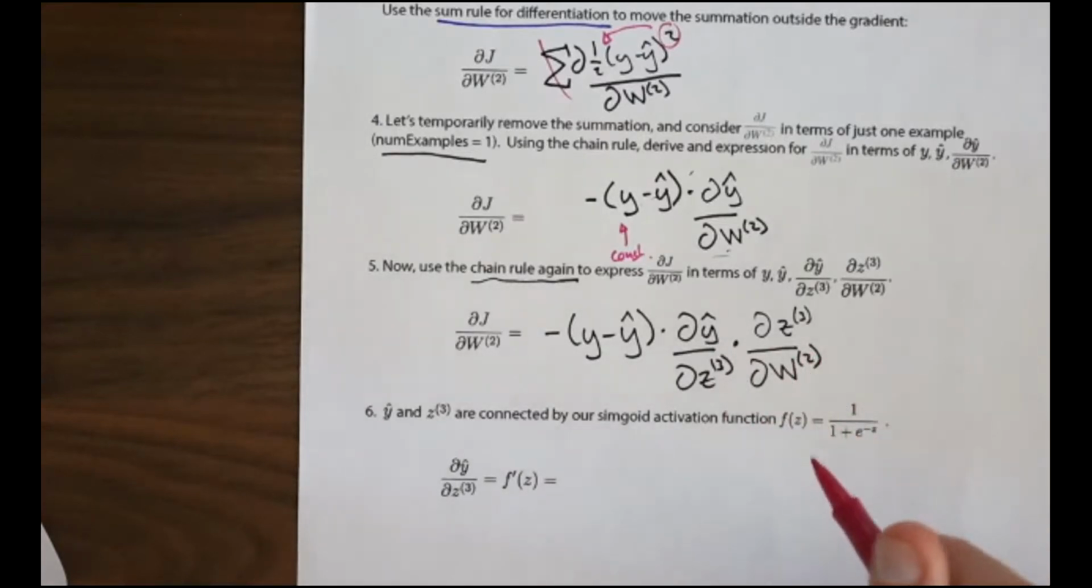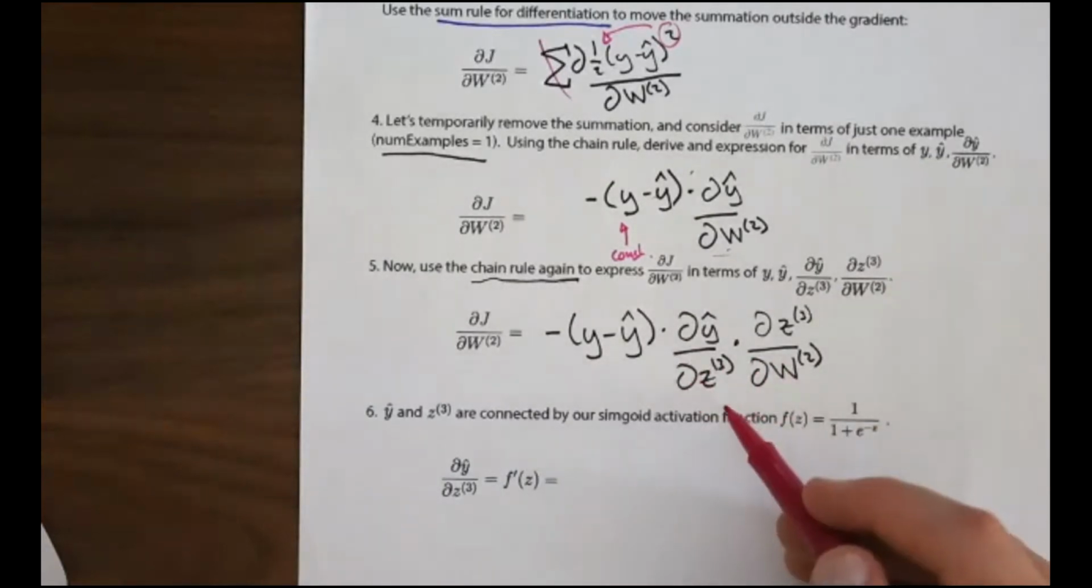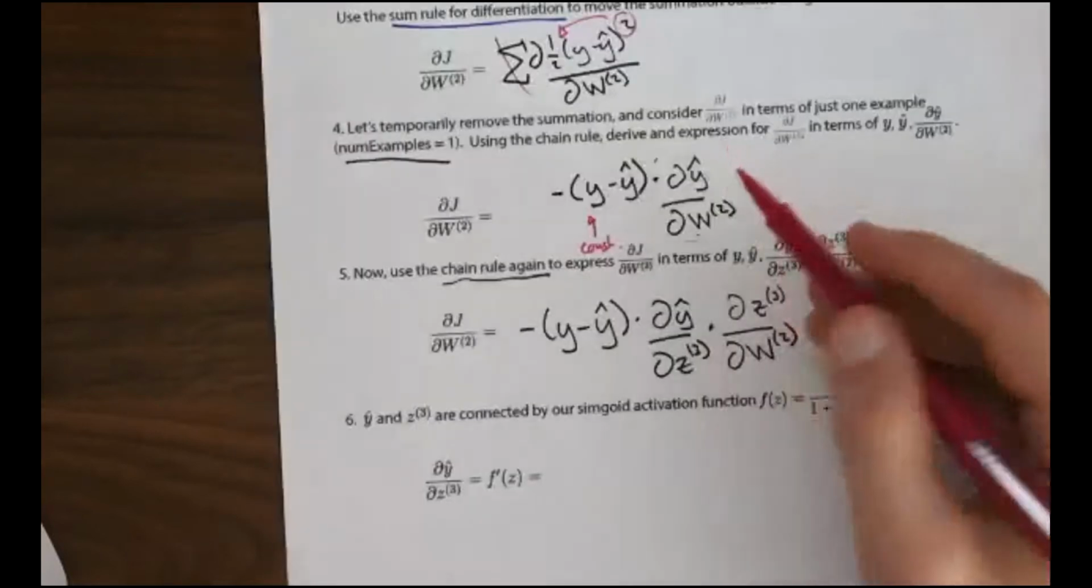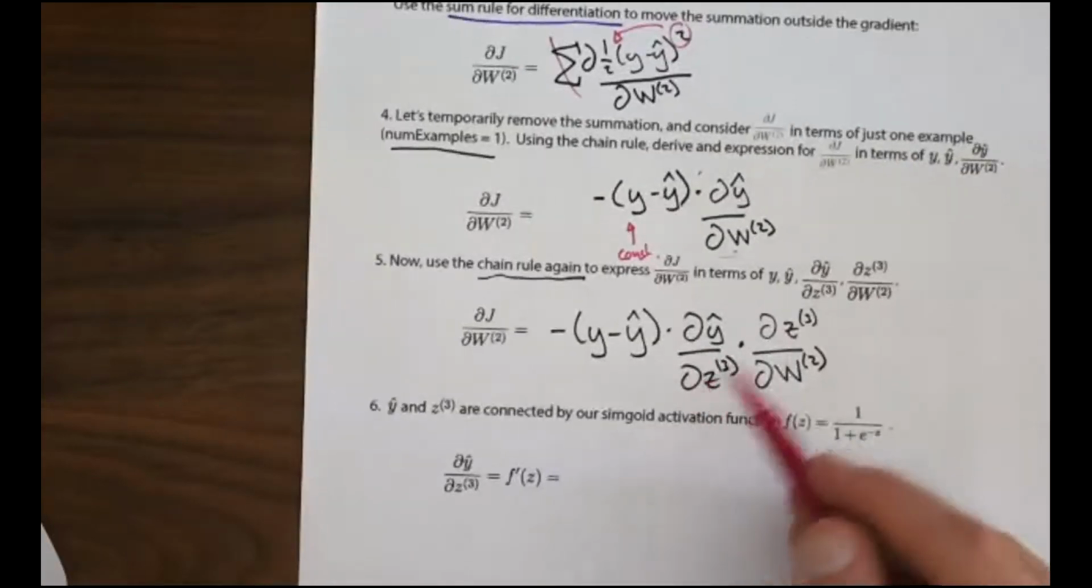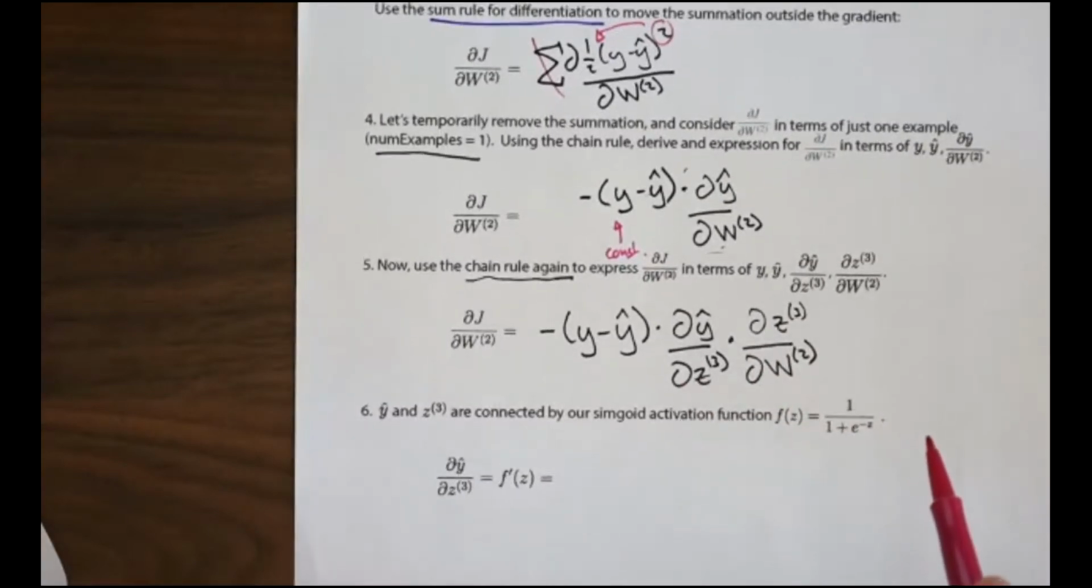But the same kind of thinking applies, that we can use the chain rule to break this apart into two separate partial derivatives that are equivalent to just this one partial derivative, because these terms kind of cancel. Okay, so that's all we're looking for for number 5. Let's go ahead and hop into number 6.